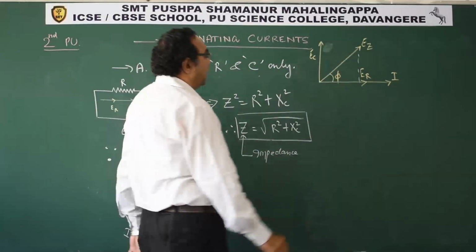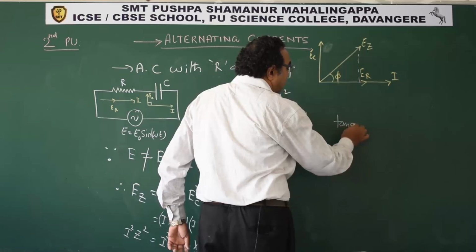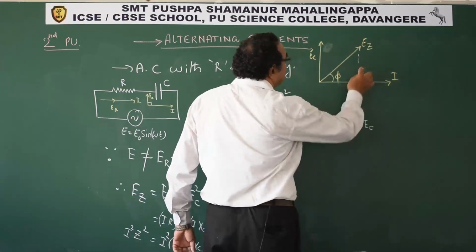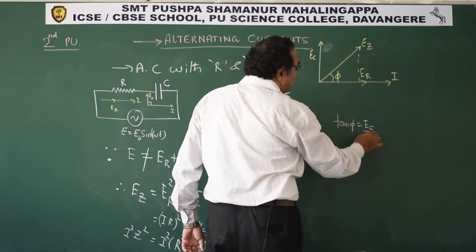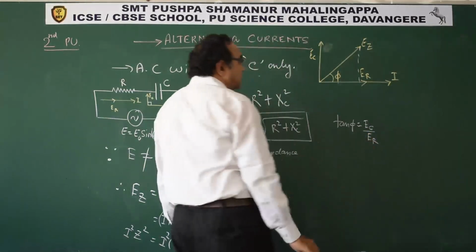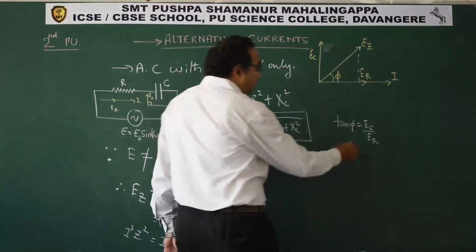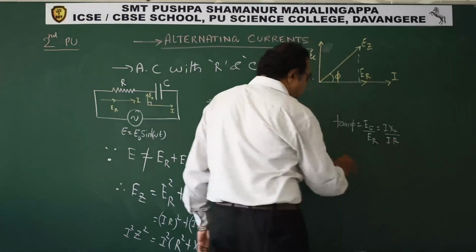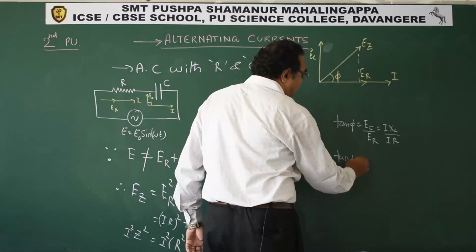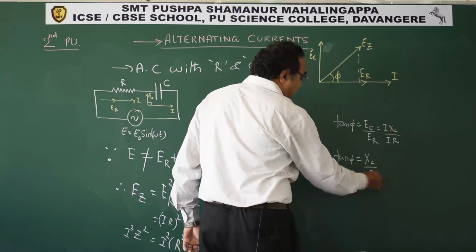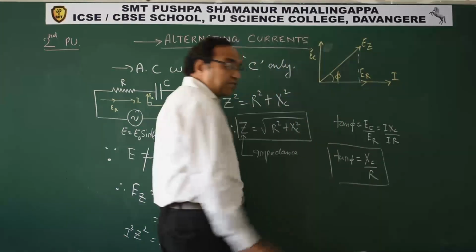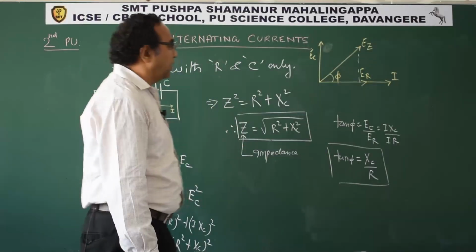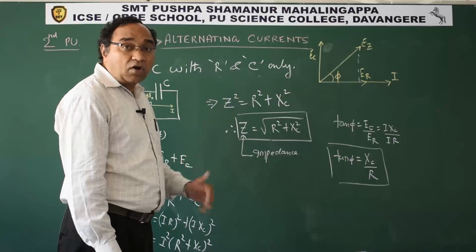Resultant, right? And what will be tan phi? Tan phi is EC by ER. Tan phi is I into XC by I into R. So we get tan phi as XC by R. In the LR circuit it was XL by R. Here it is XC by R. So whether it will lag or lead.